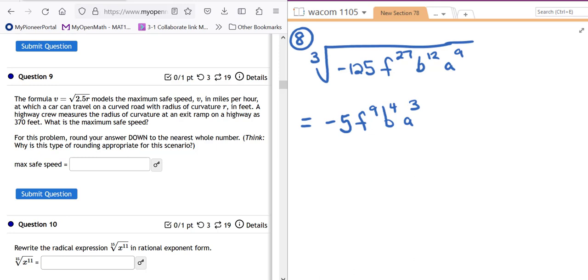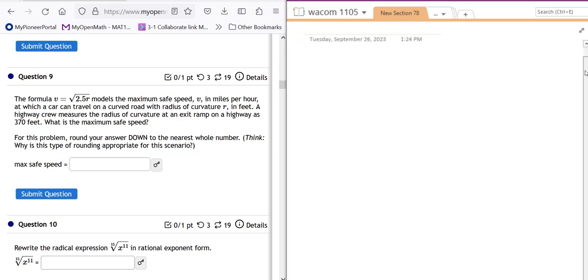Let's have a look at this next one. I remembered something like that being on your test. And I don't remember us doing it in a session. So, it's just a plug-in problem, right? So we have a formula which models the maximum safe speed, v in miles per hour, at which a car can travel on a curved road. A highway crew measures the radius of the curvature at the exit ramp as 370 feet. What is the maximum safe speed?